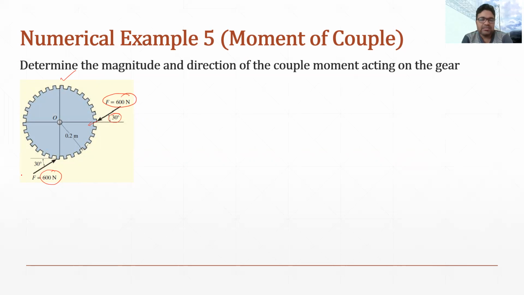Now in this case, we have to find out the couple. Why? Because if we extend the line of action of these forces, you can see there is a distance between them. These two forces are equal and opposite in direction, and because there is an arm present between them, rotation of the gear will happen. So we have to find out the magnitude of the couple in this case.